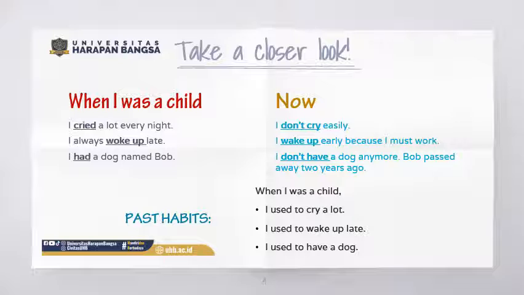The last one. When I was a child, I used to have a dog. You can say, when I was a child, I used to have a dog because in the past you had a dog, but now you don't have a dog anymore because your dog has passed away. So that's past habits. Repeated activities. Activities that you did regularly in the past, but you do not do them anymore in the present.